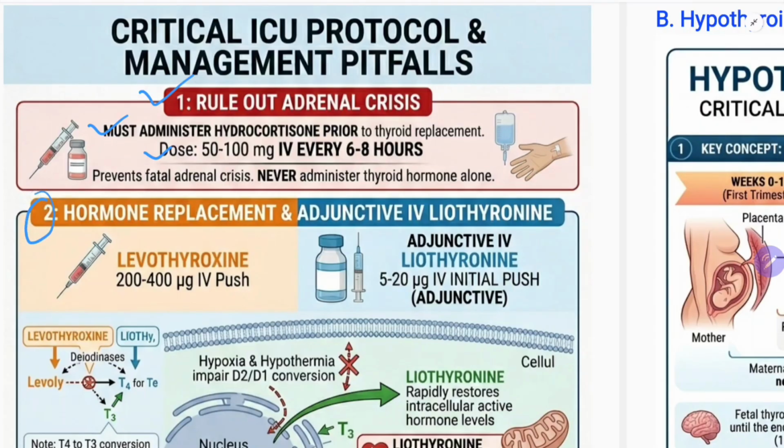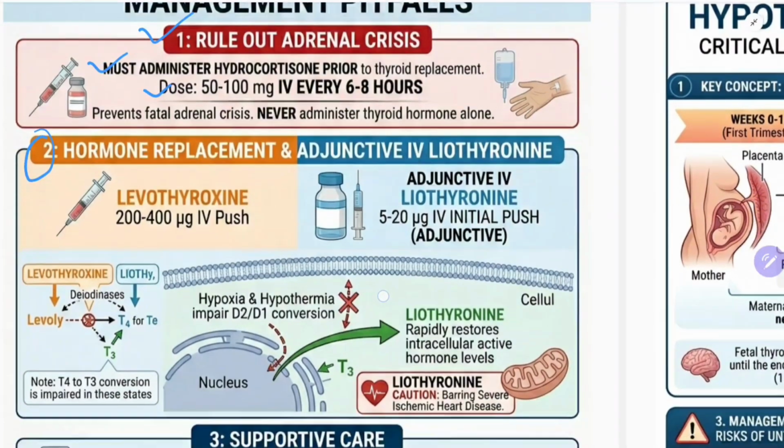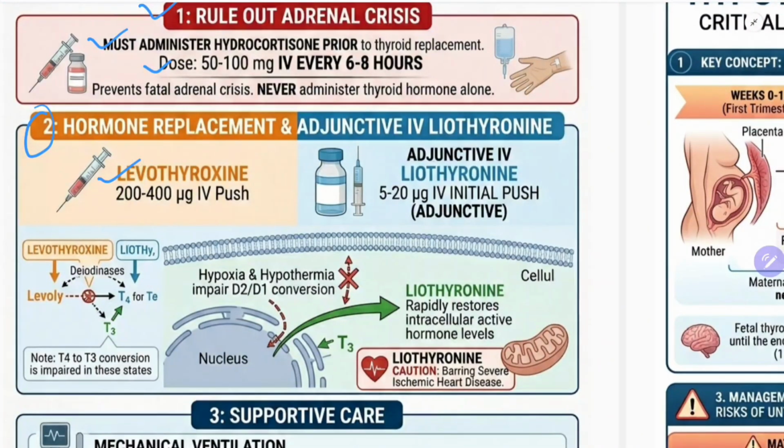The second thing is hormone replacement and adjunctive therapy. IV levothyroxine, as we have discussed: what is the dosage? 200 to 400 microgram IV push. And adjunctively you should give liothyronine, T3, 5 to 20 microgram IV initial push. One note here: T4 to T3 conversion is impaired in myxedema coma. That's why you need to give T3 also in these states.